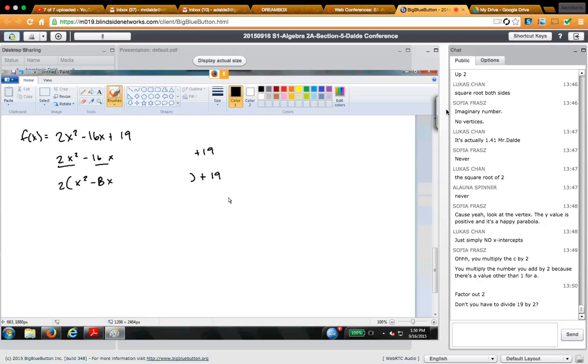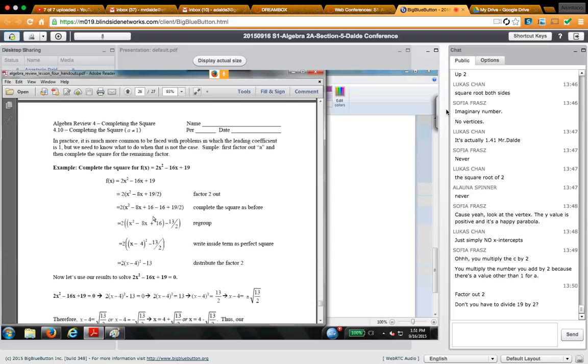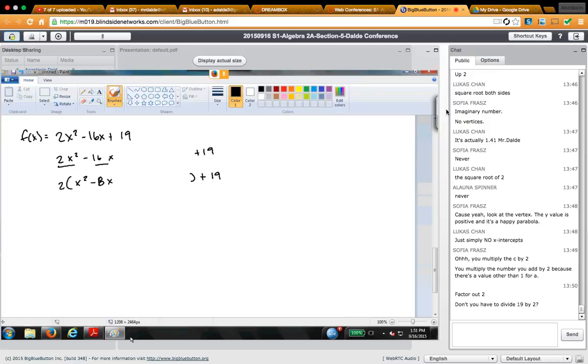Does anyone have any problems with that? Okay, I like Sophia's suggestion. Sophia's saying, wait a second, don't you divide the 19 by 2 as well? And the answer is, well, that's what they did. It's not what I'm going to do. I'm doing something a little different. I'm doing the same thing. You'll see what's going on.